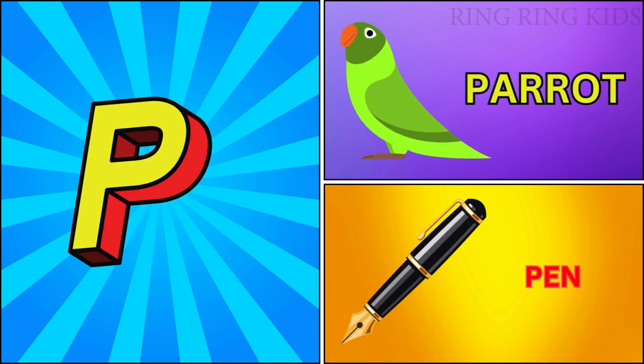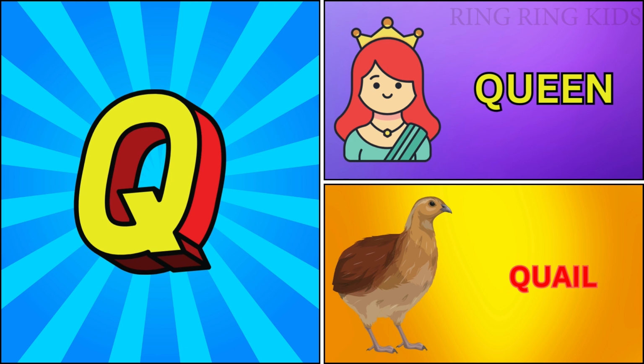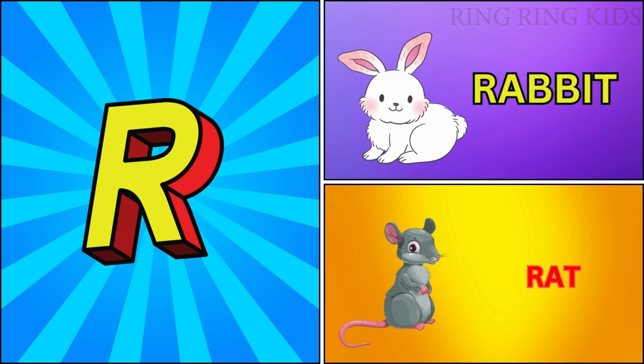P for parrot. P for pen. Q for queen. Q for quail. R for rabbit. R for rat.